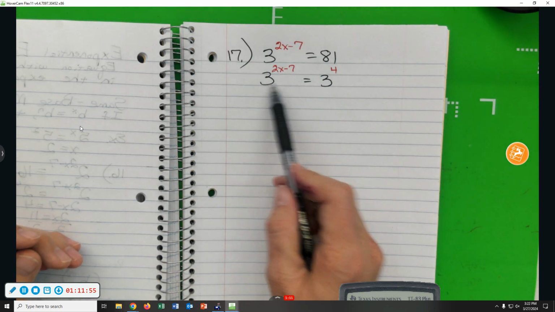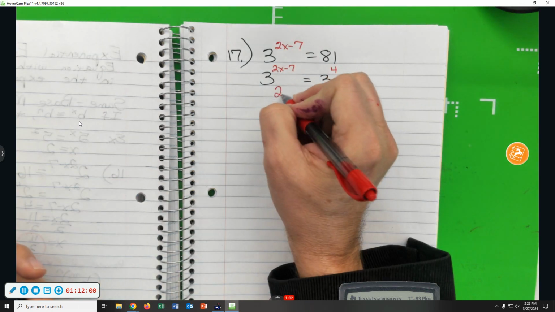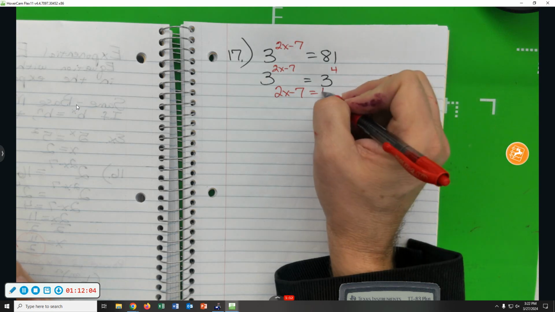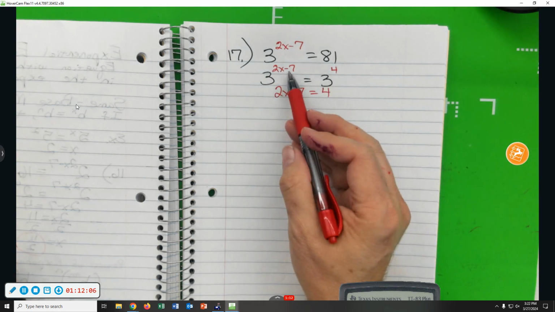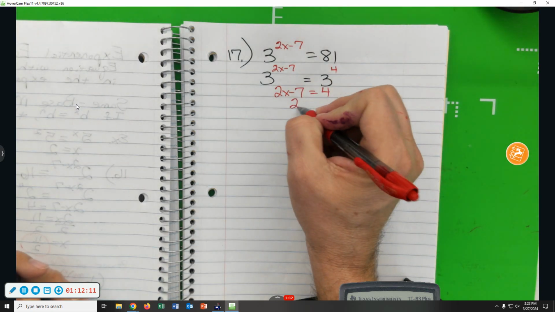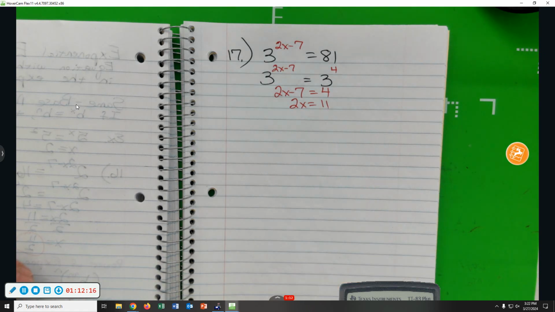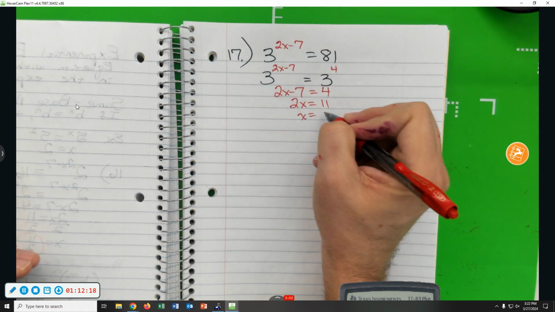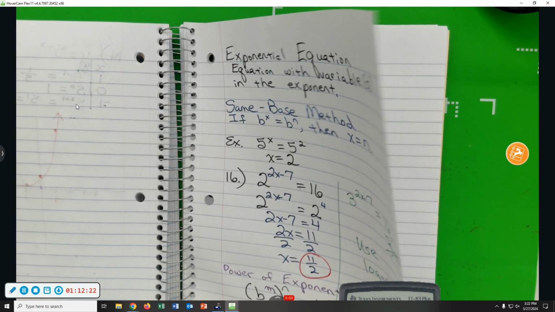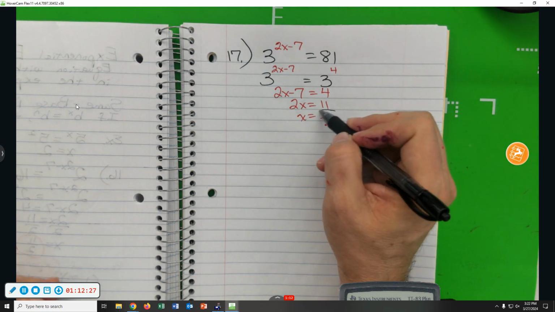Okay, so you're dropping the bases. You're setting 2x minus 7 equal to 4. Drop the base, set the exponents equal. This looks familiar. So that gives us 2x equals 11. So x is equal to... Didn't we get the same answer somewhere else? Number 16, well, it's just a coincidence.